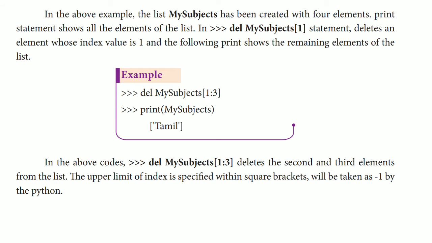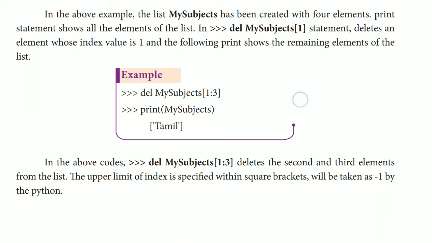The upper limit of the index is specified within the square brackets. You have to give the square brackets from 0. In Python it is taken from 0 to n minus 1, for any number of terms. That is what is explained here.